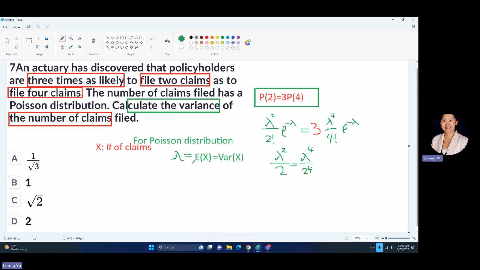And I know that lambda is supposed to be a positive mean. It's an average number of claims. Average number of claims can never be 0. So we know for sure lambda is not 0. Therefore, this is a factor we should not consider since lambda is not 0. If it's a non-zero common factor, we divide it out of both sides of the equation.